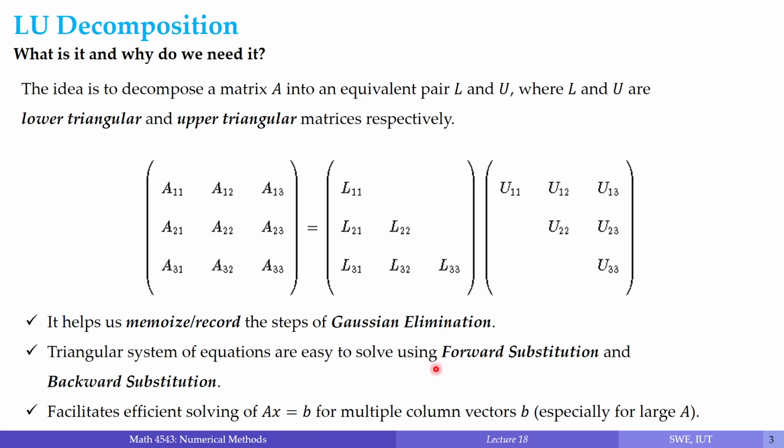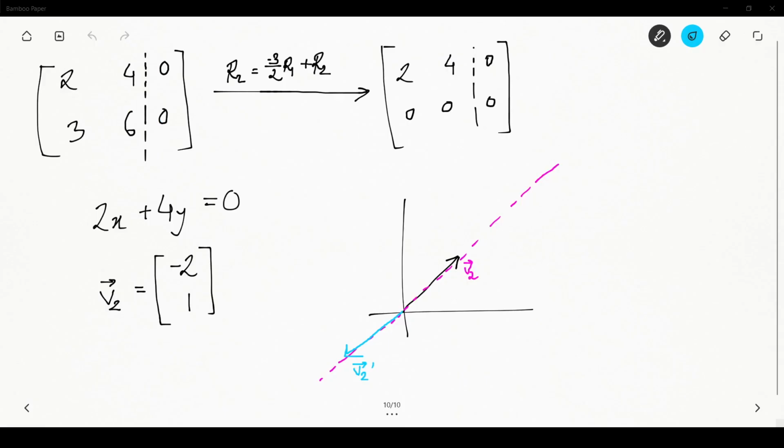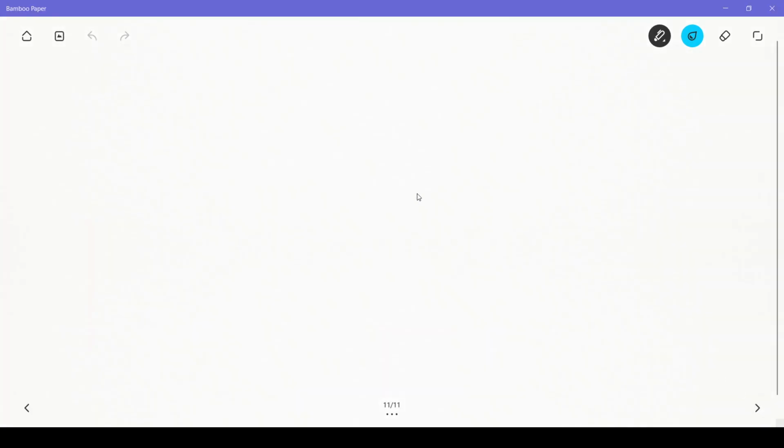So let's go to our bamboo paper and see. Okay, it will take only a few minutes. Let's go to the next page. So normally, we do LU decomposition. While doing LU decomposition, we take a matrix A and separate it into its upper and lower triangular matrices, right? But if we allow row swapping or row exchanges, we need to introduce a new matrix.